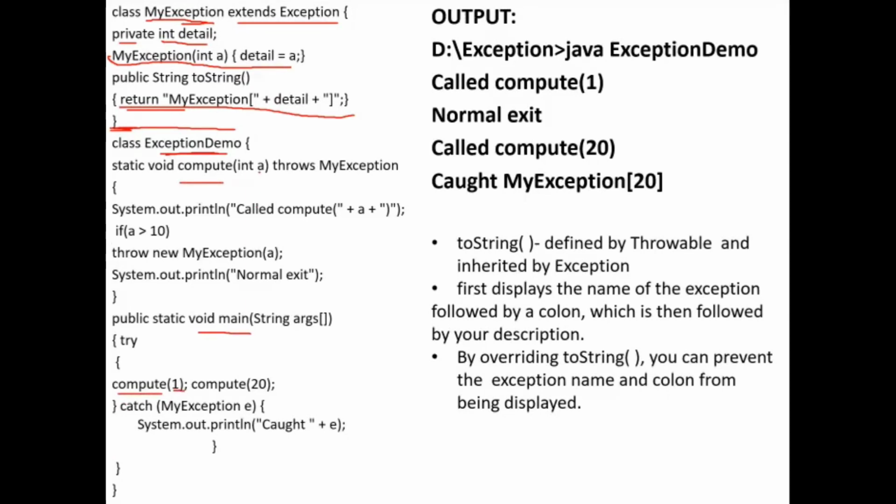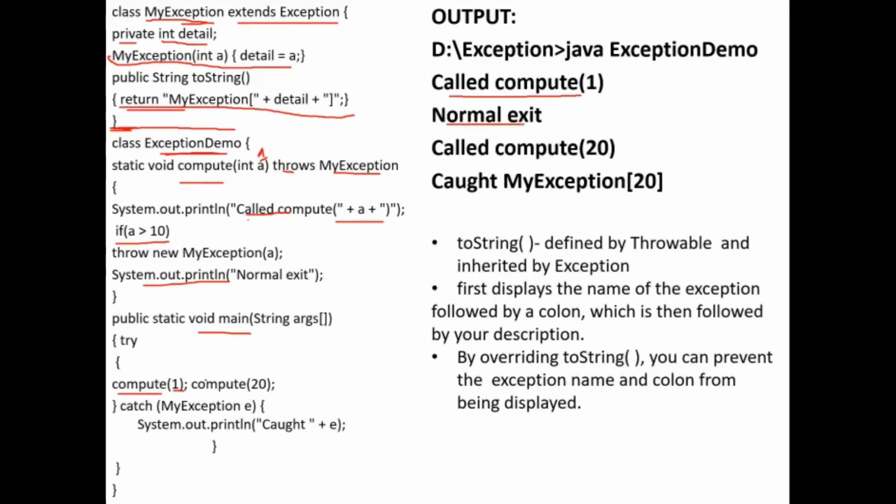This method throws what type of exception? This method throws MyException. Here I am passing a as 1. First it will print "called compute 1", and then it will check whether a is greater than 10. No, a is not greater than 10 because a is 1. So then it will print "normal exit".